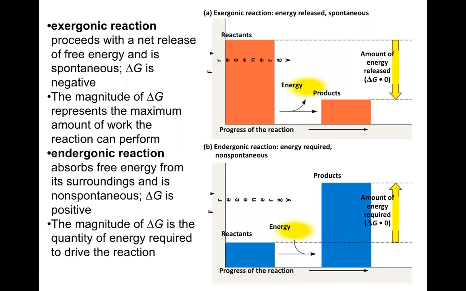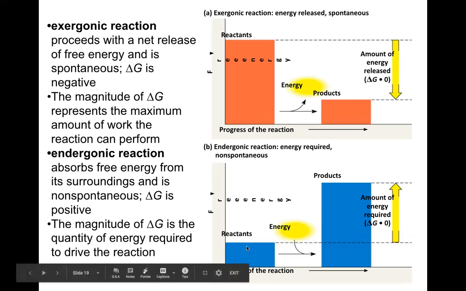So when we talk about chemical reactions, not necessarily processes, but specifically chemical reactions, on the y-axis we have free energy. On the x-axis, the process of the reaction. If the reactants have higher free energy than the products, then the reaction is spontaneous. Delta G is negative, and the reaction is said to be exergonic. Exer from exit. It proceeds with a net release of free energy that can be used to do work. The magnitude of delta G represents the maximum amount of work that can be done.